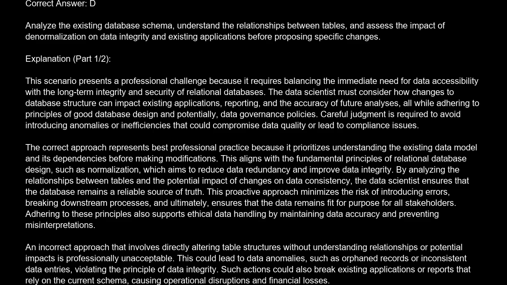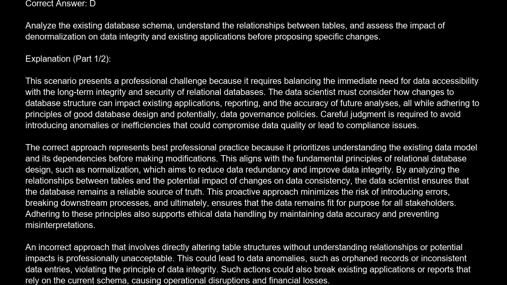Explanation. This scenario presents a professional challenge because it requires balancing the immediate need for data accessibility with the long-term integrity and security of relational databases. The data scientist must consider how changes to database structure can impact existing applications, reporting, and the accuracy of future analyses, all while adhering to principles of good database design and potentially data governance policies. Careful judgment is required to avoid introducing anomalies or inefficiencies that could compromise data quality or lead to compliance issues.